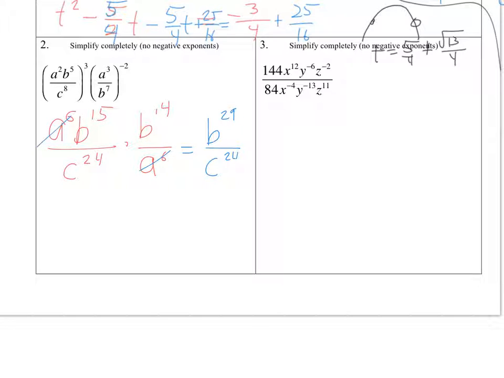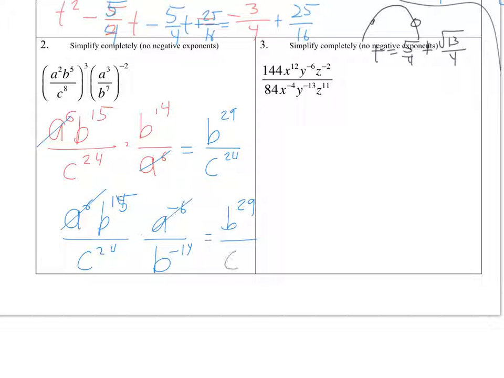You would have ended up with a to the 6, b to the 15, over c to the 24 times a to the negative 6 over b to the negative 14. And similarly, when you do a to the 6 times a to the negative 6, you get a to the 0, in other words 1. 15 minus negative 14 is 29. And that c just kind of sits there.